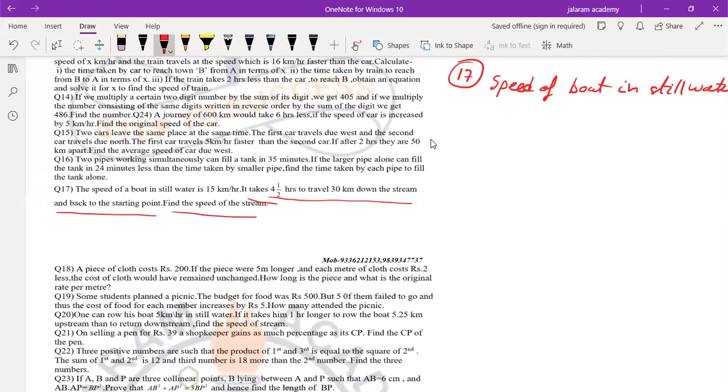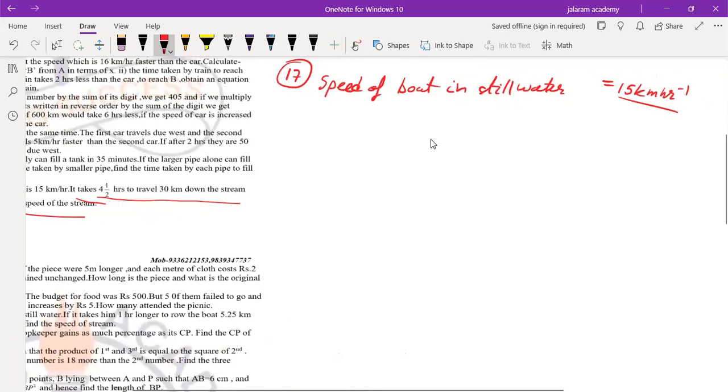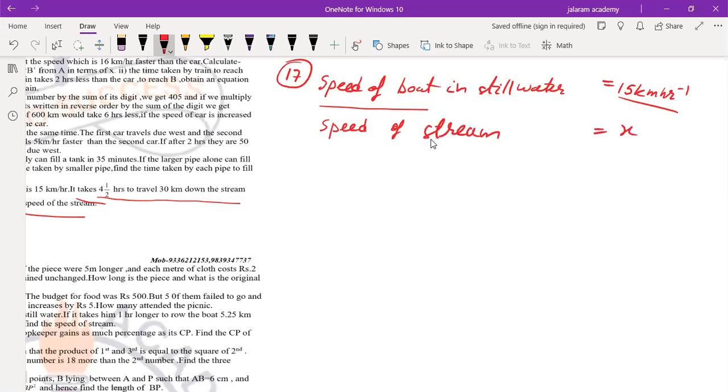Find the speed of the stream. Means down the stream is what? Towards the stream. Up the stream is what? Opposite the stream. Up the stream is opposite the stream. Down the stream is towards the stream. So in these types of question, speed of boat is given. We always will assume the second thing, speed of stream as x kilometer per hour.